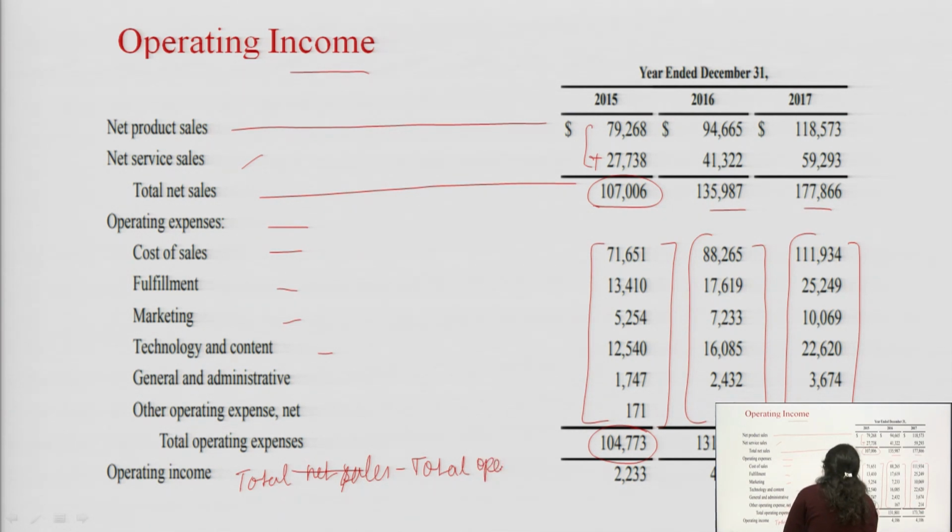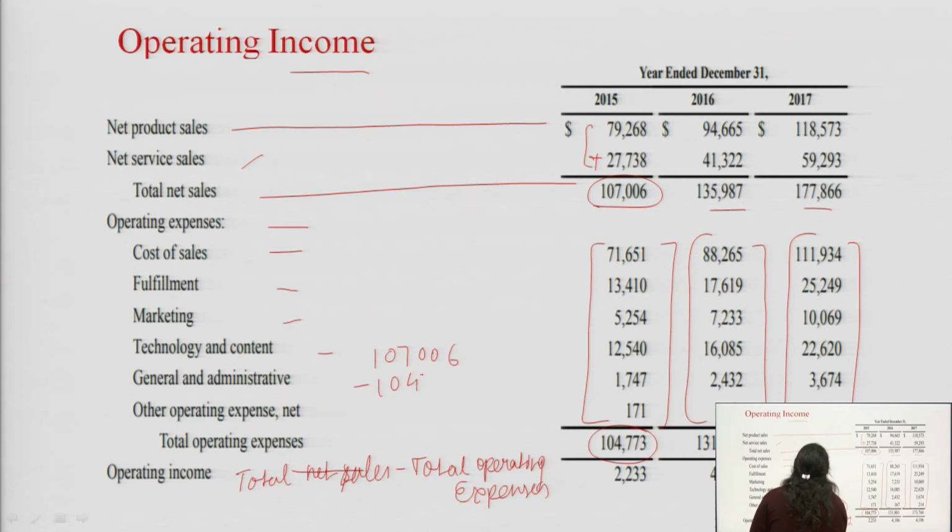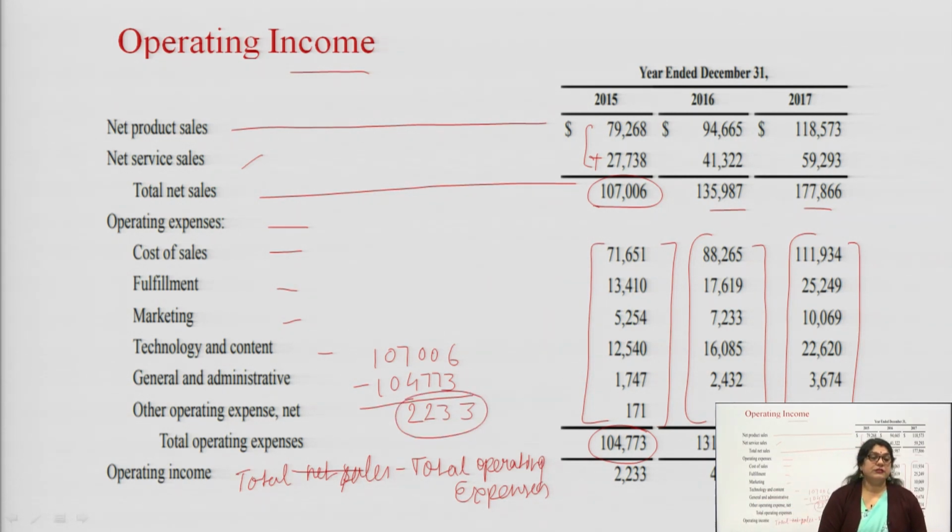Sorry, total operating expenses, whatever expenses have been incurred for making the sale. For this it would be 107,006 minus 104,773, and it will come out to 2,233. This is your operating income for 2015. Similarly, we will do the same calculation for the other years also.